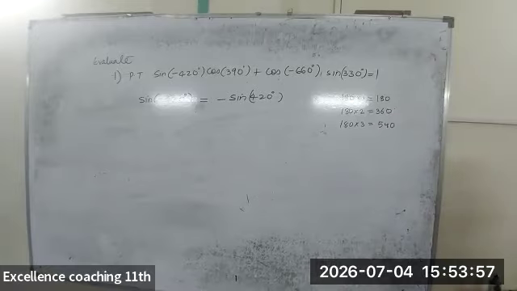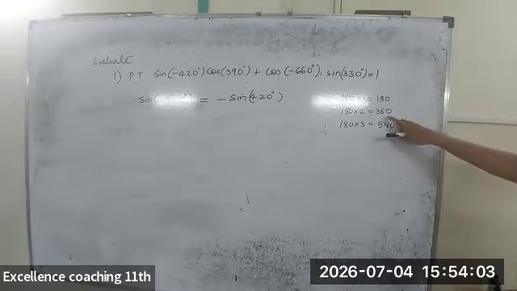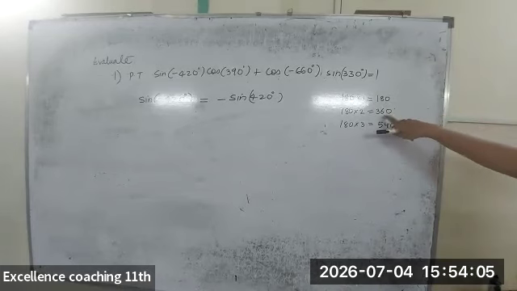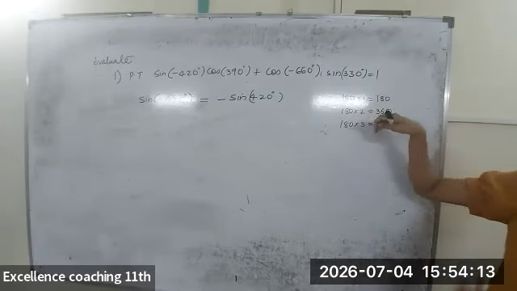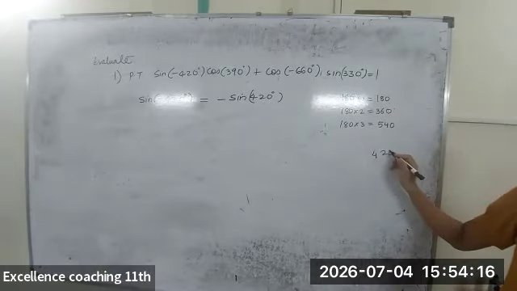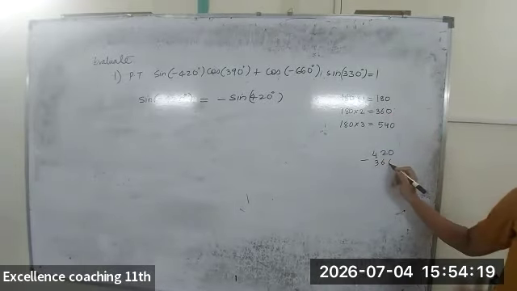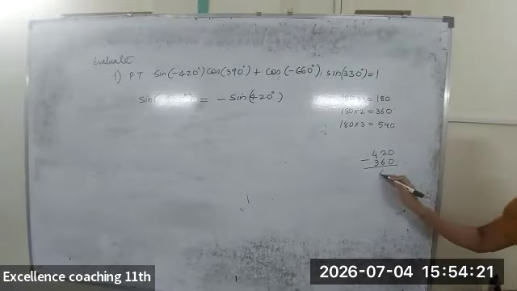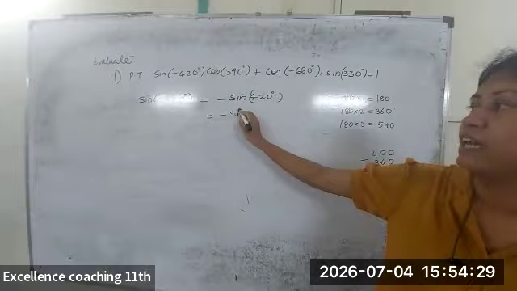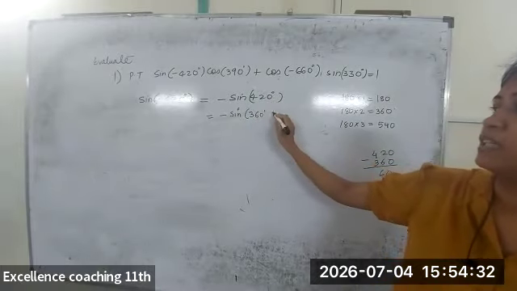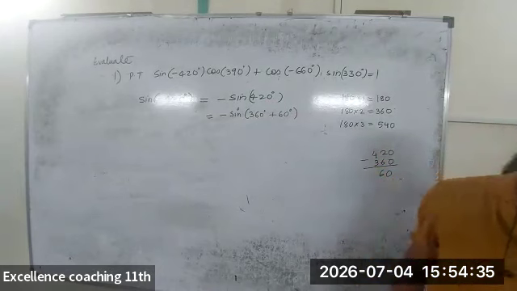Now check for the closest number. Who is closest to 420? 360, no? Just see the closest one. So you have to split this number in terms of this. So 420 minus 360 you do. See how much you are getting. The difference, how much will you get? 60 degrees. So that is the difference. So I have to split it as sine of 360 degrees plus 60. So you can write it like this.